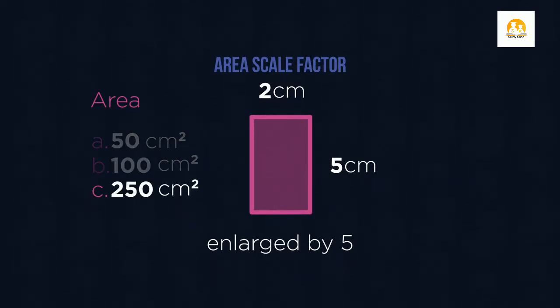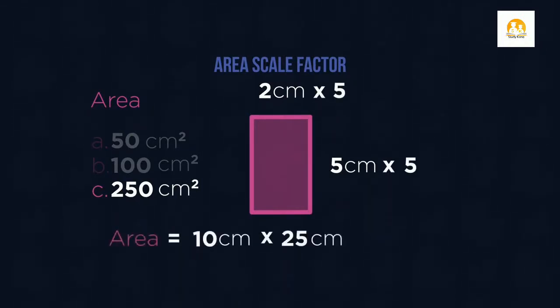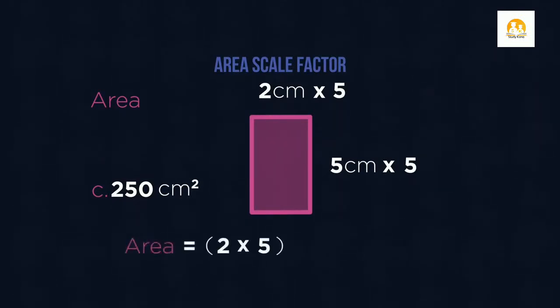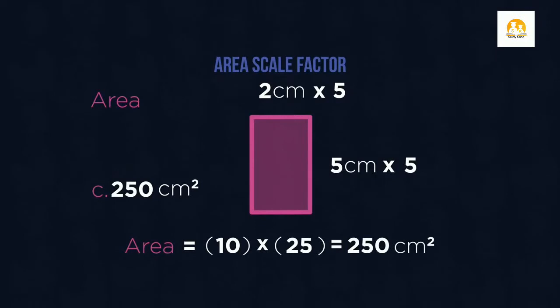The answer is C. This is because the sides of our rectangle were increased by a scale factor of 5, making the new dimensions 10 and 25. And 10 times 25 gives you 250 centimeters squared. The easier way to calculate this is to work out the area of the original rectangle, so 2 times 5, which equals 10, and then multiply this by the square of the linear scale factor, so k squared equals 5 squared, which equals 25. We then multiply the two together to get 250 centimeters squared.